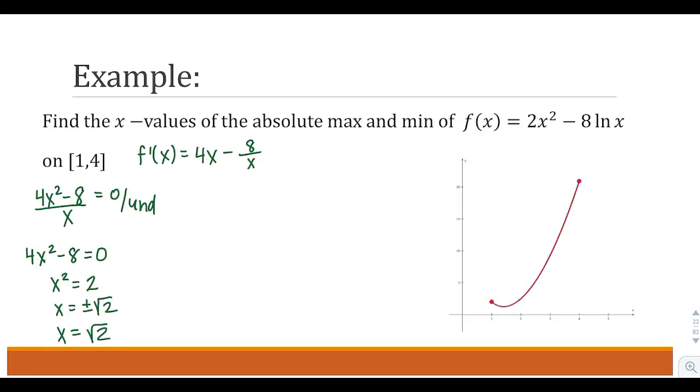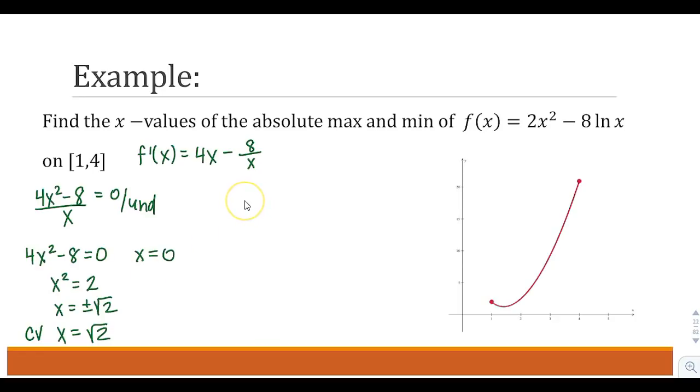And if I attempt to find where this rational expression is undefined, that's where the denominator equals 0, so at x equals 0. But this is also not in the domain. I can't plug 0 into natural log, only positive numbers. So my critical value is just positive square root of 2.